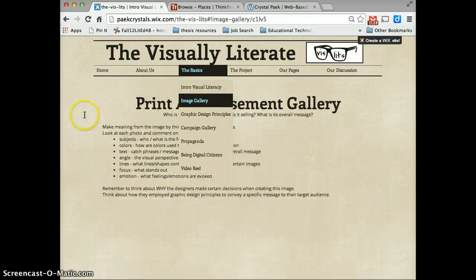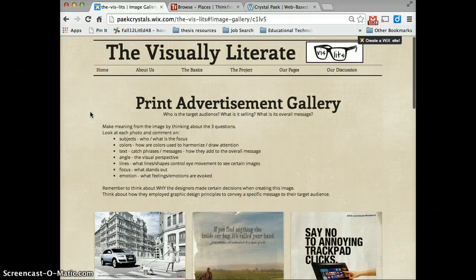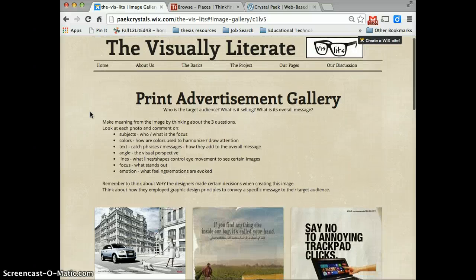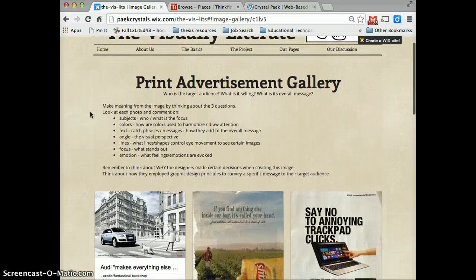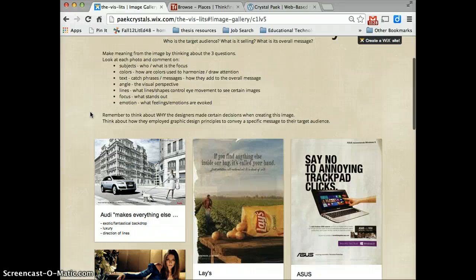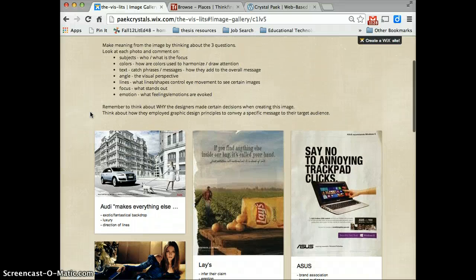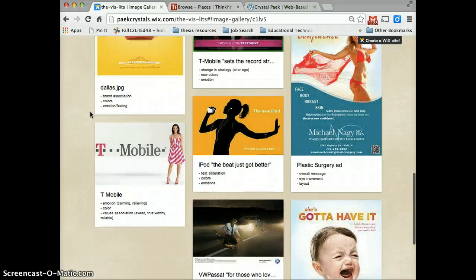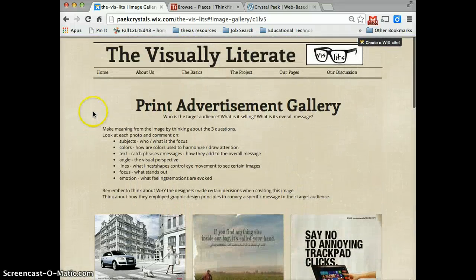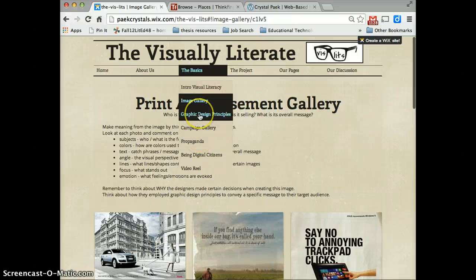The image gallery is when we're discussing and analyzing images and thinking about those 3 questions and how the people who made these advertisements are trying to send a specific message to us and communicate a certain message.